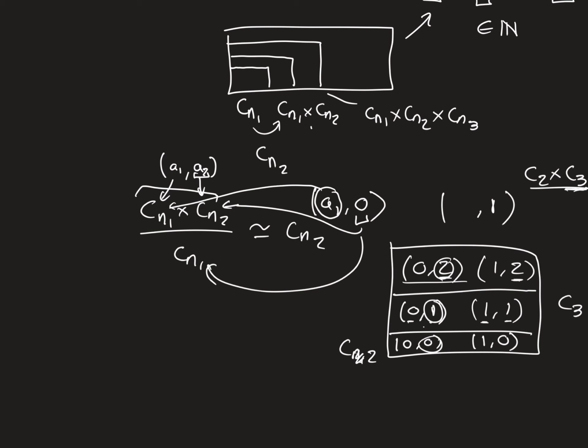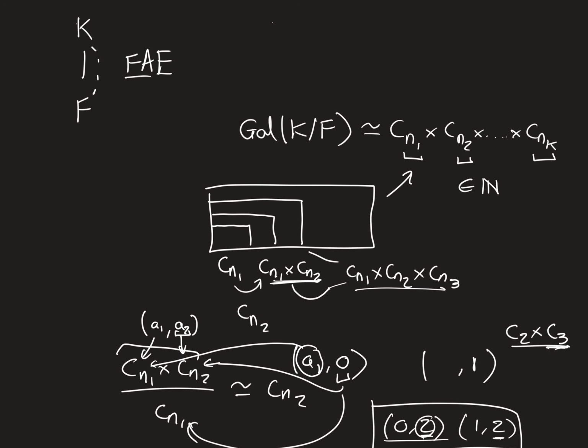And then going on, if I go up from Cm1 cross Cn2 to Cm1 cross Cn2 cross Cn3, again, this one is going to be normal in this one, and when I quotient out by this one, it's going to give me Cn3. So what I'm overall arguing is that my abelian group has this ascending chain of subgroups in it, where firstly, all of the subgroups are normal in one another, but all of the quotients are cyclic as well. And this holds for any abelian group.